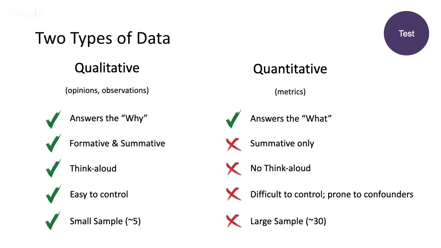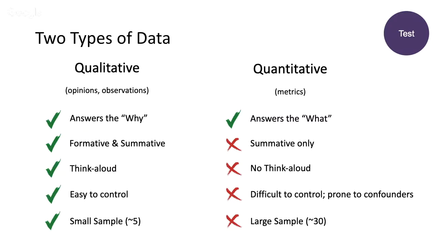Okay, two types of data that you can gather from your test. One is qualitative, one is quantitative, right? Qualitative is more towards verbal feedback, opinions, and observations. Quantitative is statistical figures, hard figures, which goes back to your metrics. So qualitative answers the why question, right? Why is this particular trend happening? Why am I seeing this particular figure?